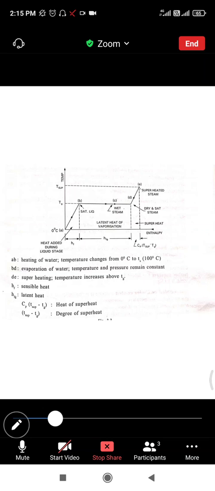What is saturation pressure? It is the pressure corresponding to a saturation temperature.